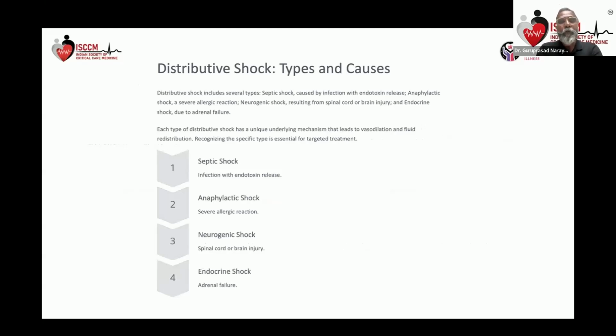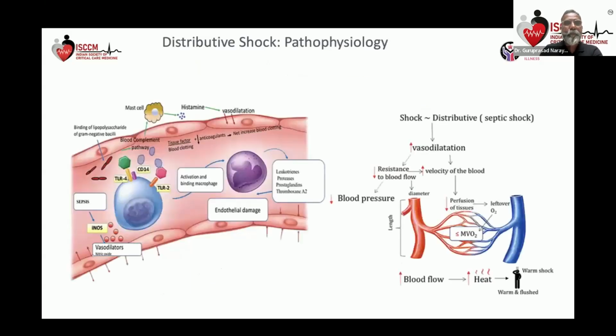Secondly, the distributive shock. There are different causes for distributive shock. The commonest is septic shock, which is secondary to infection and endotoxin release, causing vasodilatation. Similarly, histamine release can cause anaphylactic shock, and a spinal cord or brain injury can end up in neurogenic shock. Adrenal failure is also another cause of distributive shock.